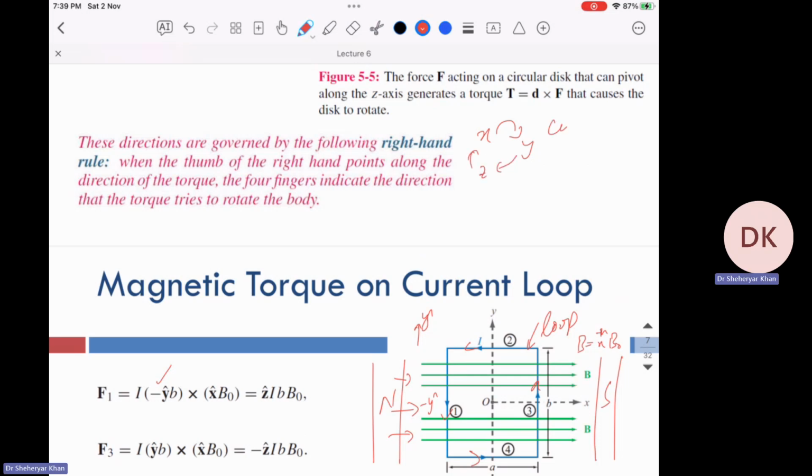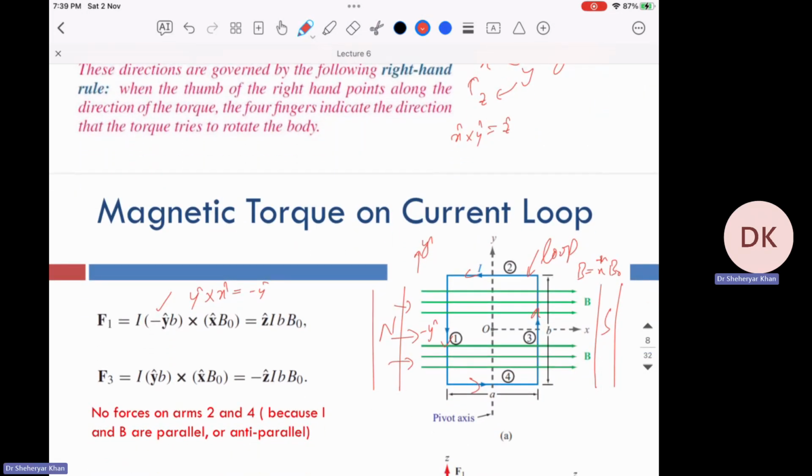So this is what we call the cyclic rule, which we learned in the cross product rule. x cross y is equal to z. Similarly, y cross z is x, and z cross x is equal to y. So y cross x should be minus z because it's a reverse cycle, so it's a minus thing. So y cross x is minus z, and then minus becomes positive.